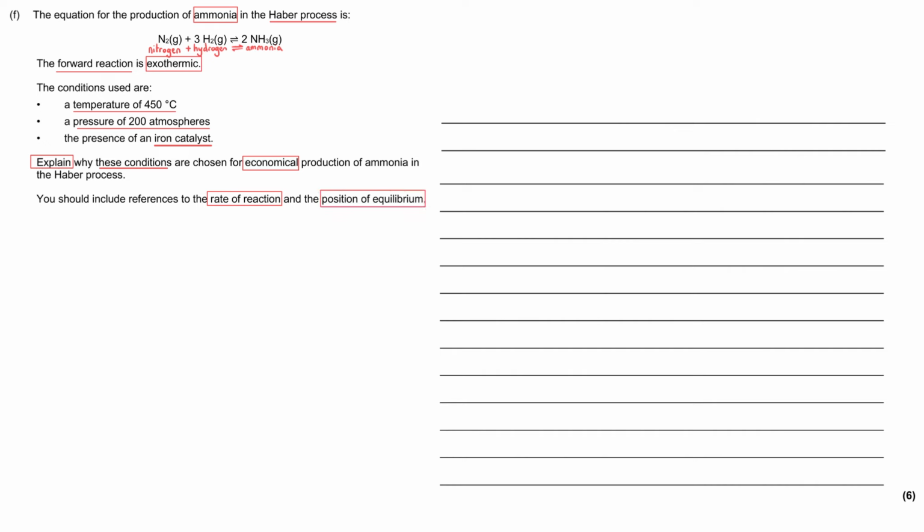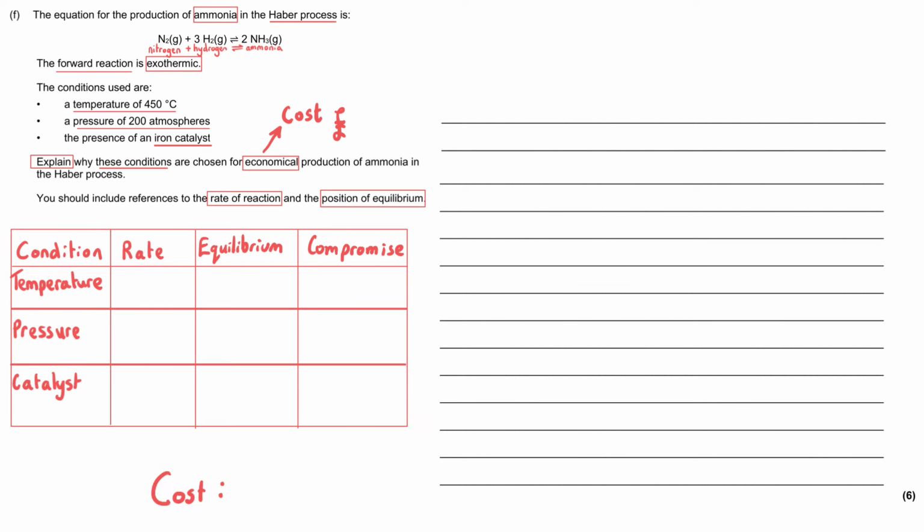When you're asked a question like this, it's really important to make sure you know what the question is asking you to do. We have to mention all 3 of these conditions. We have to talk about both the rate of reaction and the position of equilibrium, and we've been told that we're looking for economical production of ammonia, which means we also need to mention cost. As is really common with equilibria and Le Chatelier's principle related questions, it's also a good idea to have the idea of compromise in mind to support what we're saying.